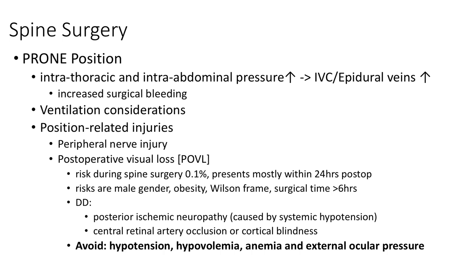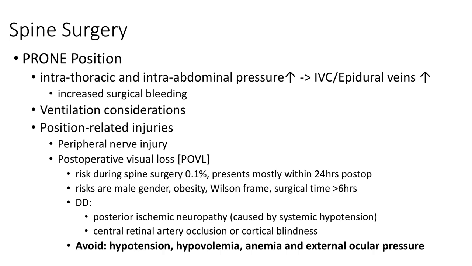In prone position, there are certain position-related injuries, from peripheral nerve injury, but also the possibility of postoperative vision loss. This needs to be discussed with the patient up front, and you take every step intraoperatively to minimize the risk. Peripheral nerve injury: obviously, be very meticulous about positioning and padding. For postoperative vision loss, the risk for spine surgery is 0.1%, and it presents mostly within the first 24 hours postoperatively. Risk factors are male gender, obesity, the use of a Wilson frame, and surgical time of more than 6 hours.